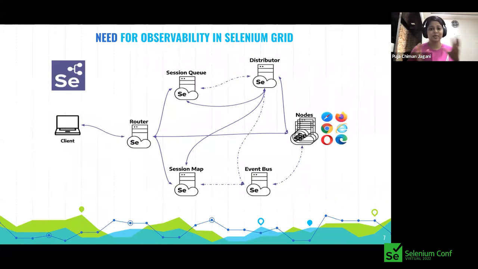So now the main question, and that's the topic for today. Why do we need observability in Selenium? Let me talk about this from the perspective of Selenium Grid. For those who don't know, I think everyone must be aware of the Selenium client bindings in different languages that hopefully most people in the audience have used.